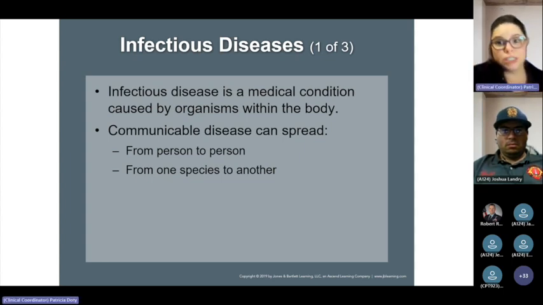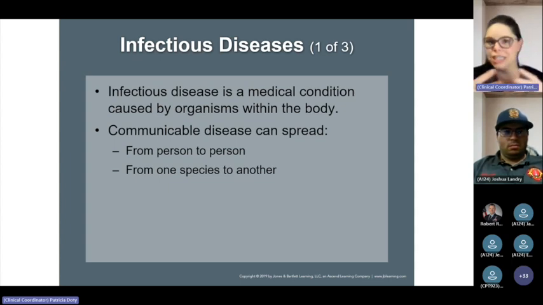All right, so let's talk about infectious disease. It's a medical condition caused by an organism within the body, right? Okay, it's communicable. We understand that. If anyone knows what communicable diseases are, it's us, right? We understand COVID. We really understand COVID. Flu, whatever other bug is going around right now that is just decimating a lot of Americans, especially like in the South.